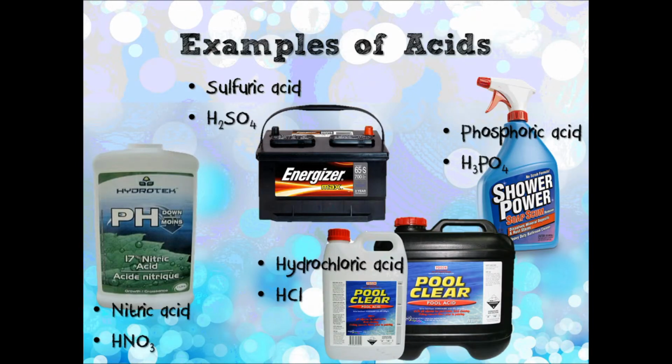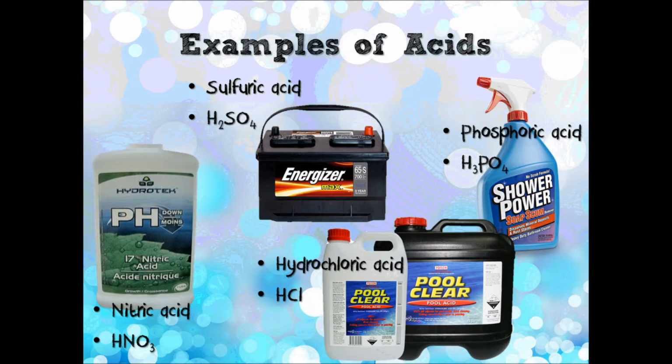Some examples of acids: sulfuric acid, H2SO4, is used in batteries. It's battery acid. Phosphoric acid, H3PO4, is used in this bottle of Shower Power, which fights soap scum on the glass of your shower. Hydrochloric acid is a common find in your pool supply store because it's used to maintain proper chemical balance in a swimming pool so that you don't have algae and that type of stuff growing in the water. Nitric acid can also be used in maintenance of lawn or plants to maintain the proper pH balance in the soil.